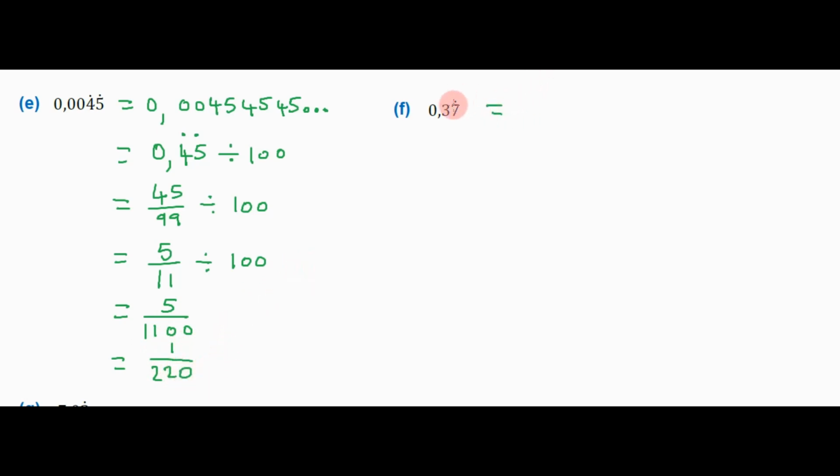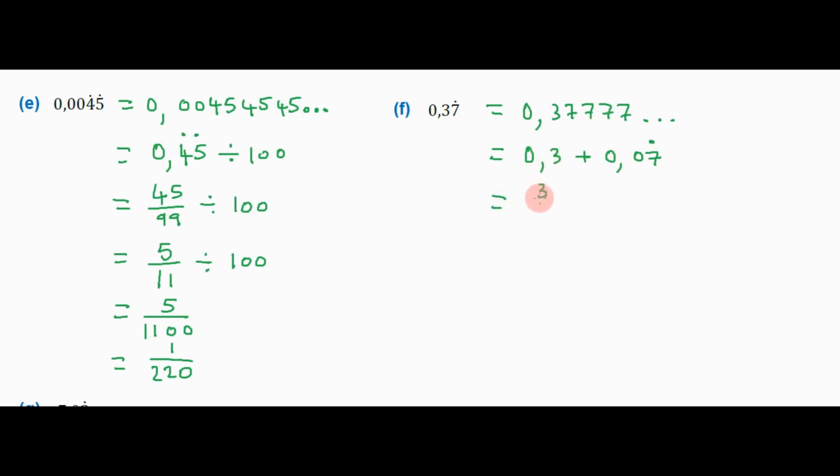0.37 recurring. It's only the 7 that's recurring here. So it's 0.37777, etc. Now, since only the 7 is recurring, we're going to split up this decimal. We're going to rewrite it as 0.3 plus 0.07 recurring.